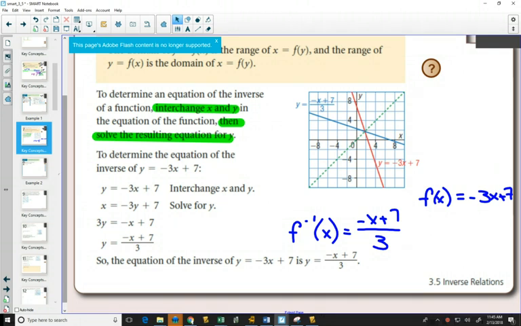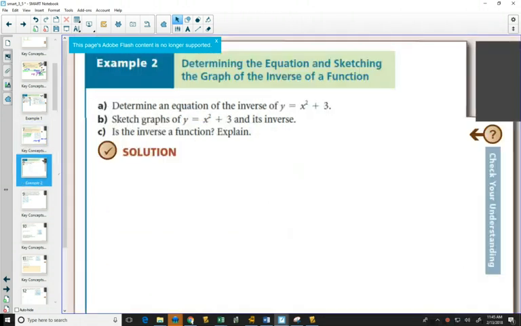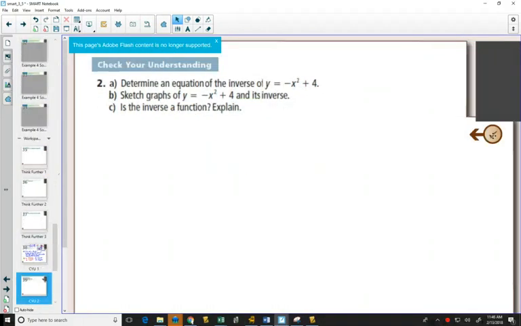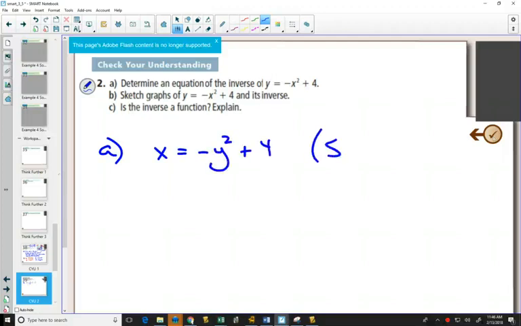Now, we're going to look at example 2 here. Determine the equation of the inverse. It doesn't say inverse function, just the inverse of y equals negative x squared plus 4. So, algebraically, what do we do? Step 1, we switch the x and y.